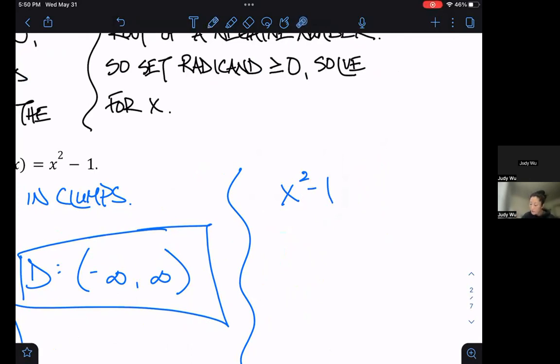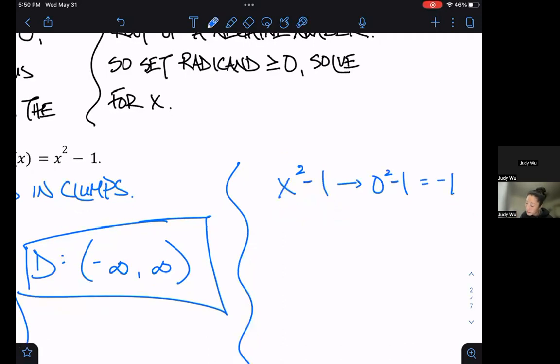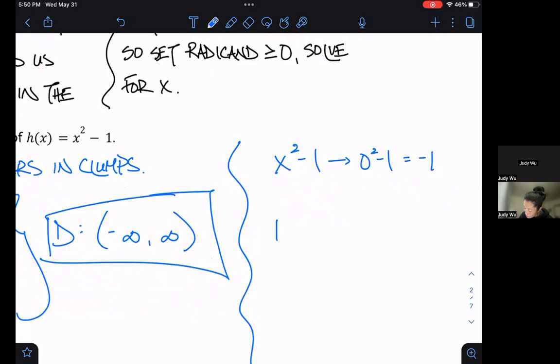But I wonder, what's the smallest number I can plug in for x to get the smallest value for x squared, right? And it turns out that that number is 0. So if I plug in 0, I get 0 squared minus 1, which is -1. -1 is the smallest y value that I can get out, because after that, I'm just taking a bigger number and taking away 1, okay? So since -1 is the smallest number, my range is from -1 up to infinity, okay?